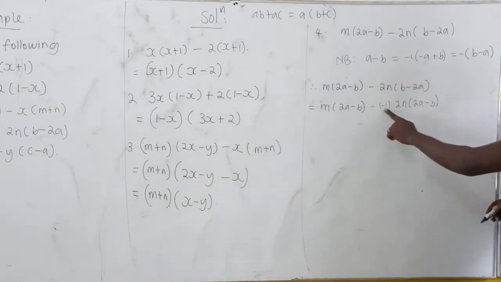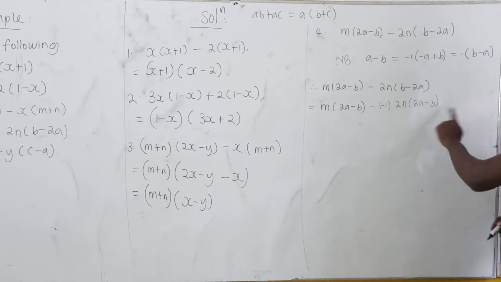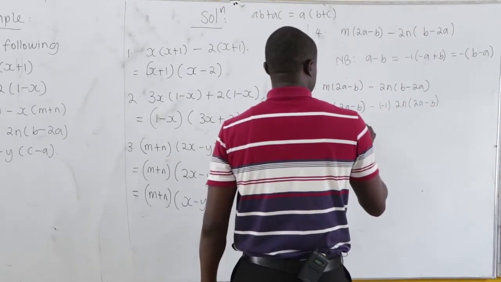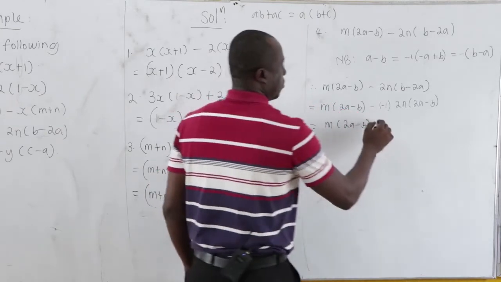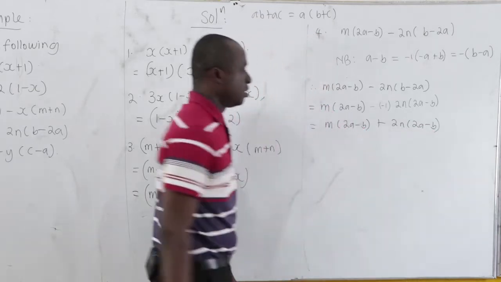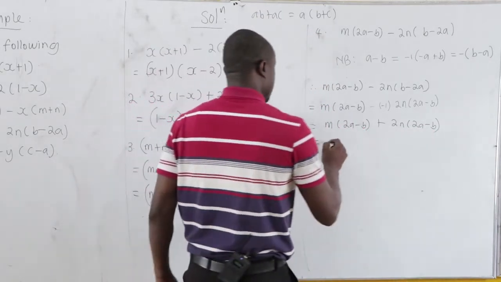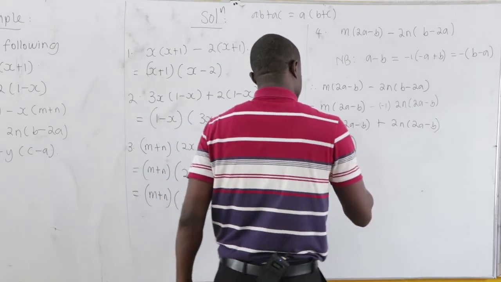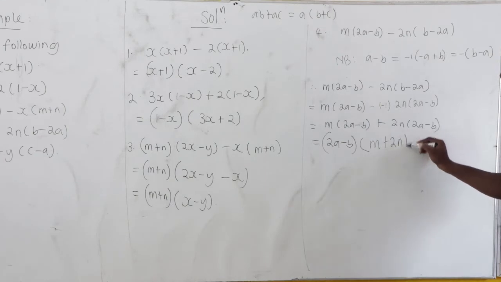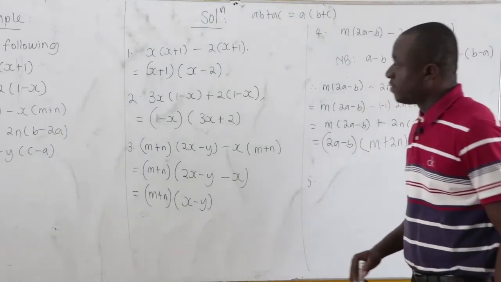This negative 1, that is a negative 1 over here, and then I'll interchange, so I'll get 2a minus b. Now negative and negative will give me positive, so I have m(2a minus b) plus 2n(2a minus b). Clearly 2a minus b is common. I can bring it out, and I have (2a minus b) times, what do I have here? (m plus 2n).